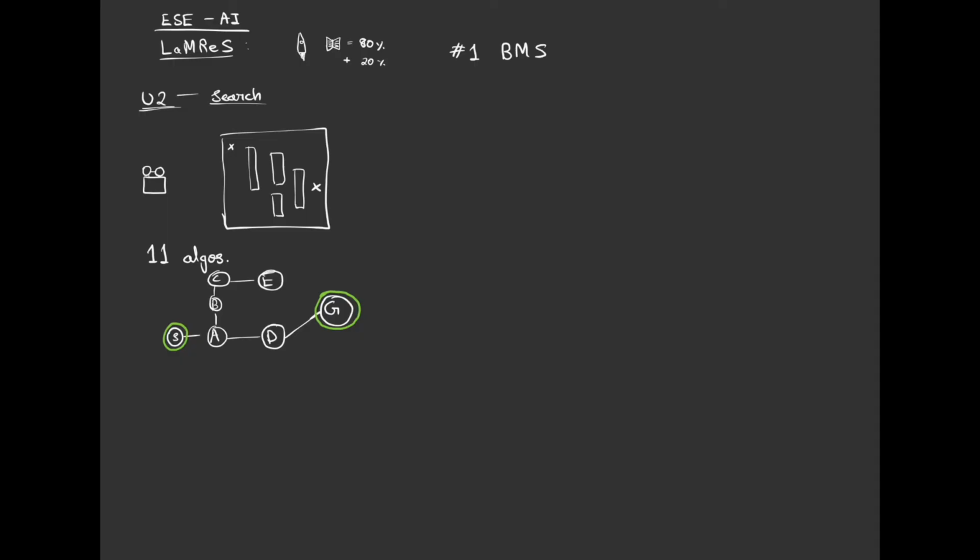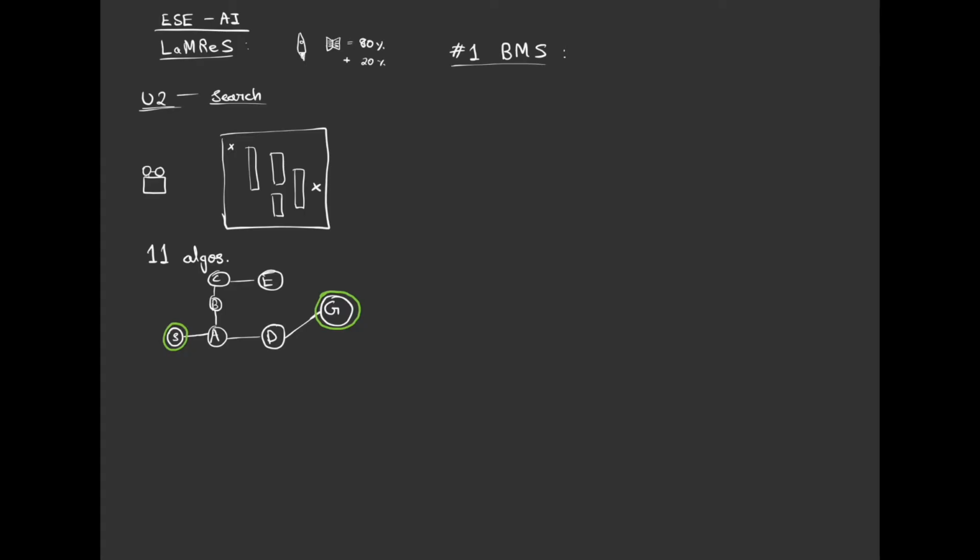British Museum search. Simple. BMS is very, very simple. You don't know the distances between places. You just know that you can go from S to A and A to B, B to C. So for example, A to E is not connected because there's a mountain in between them. A very, very silly example.